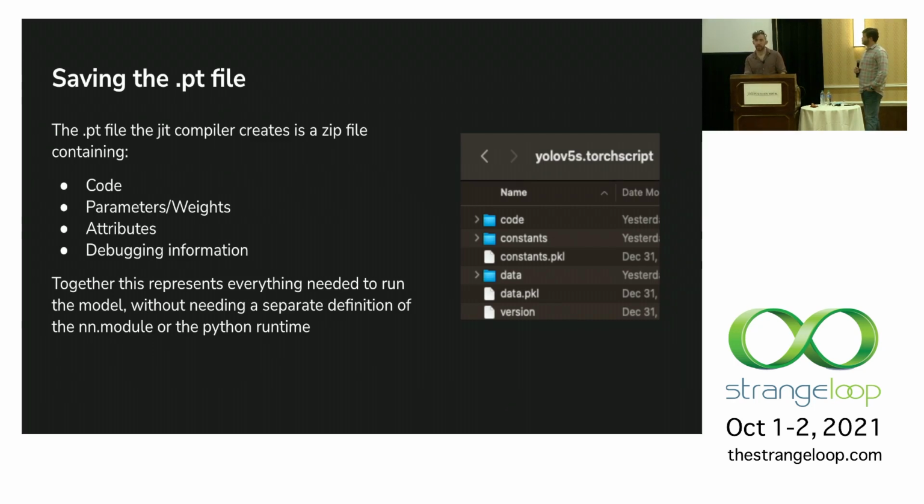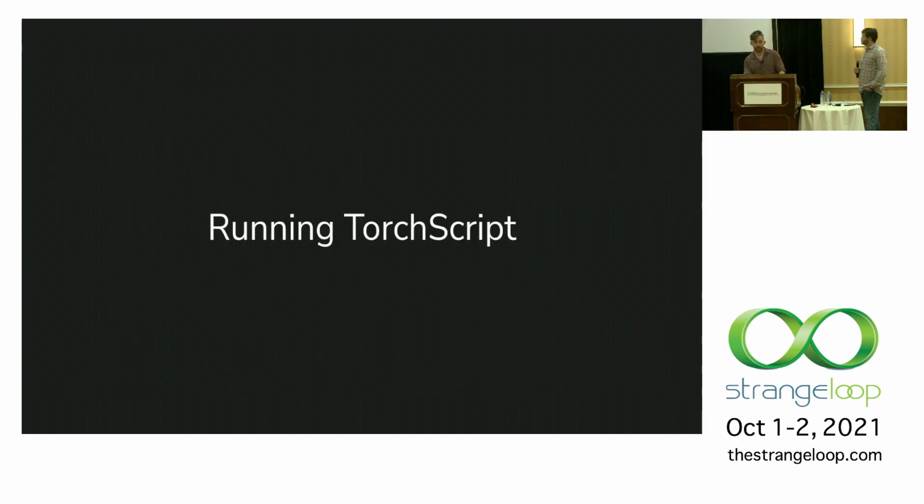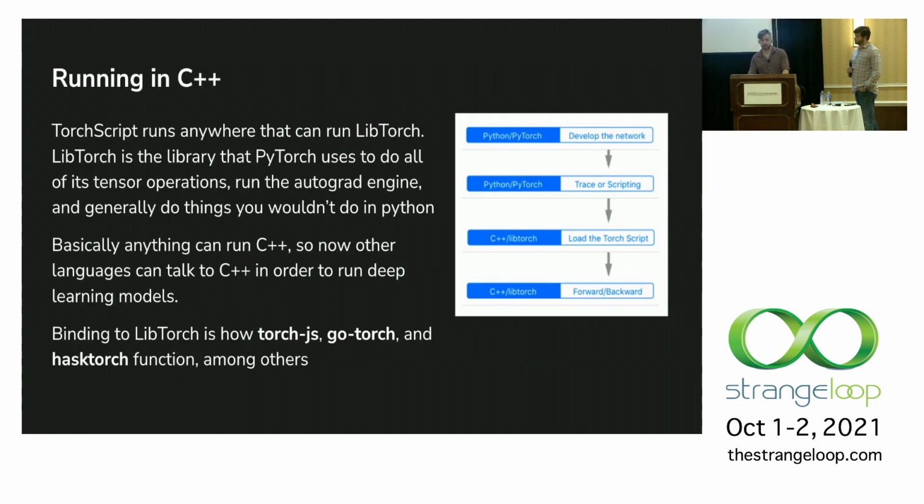So now you have everything you need to run the model without Python. So now you want to run your TorchScript. It's going to run in C++. So the dirty secret, or the not so dirty secret, was that Python was already having all of its tensor operations and its autograd engine, that was all happening in libtorch anyway, which is C++.